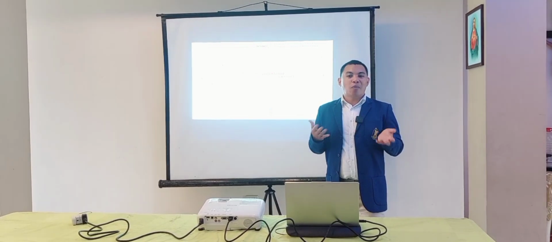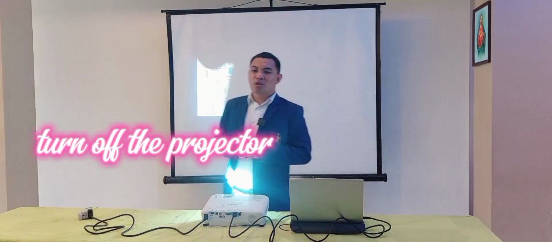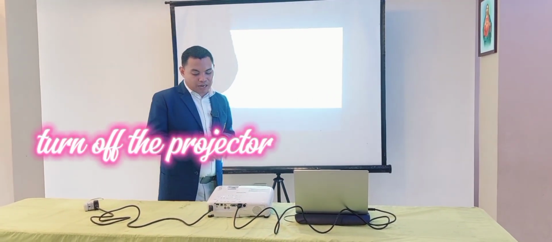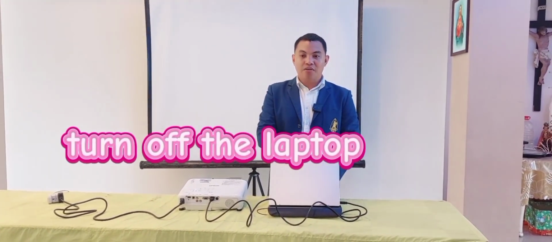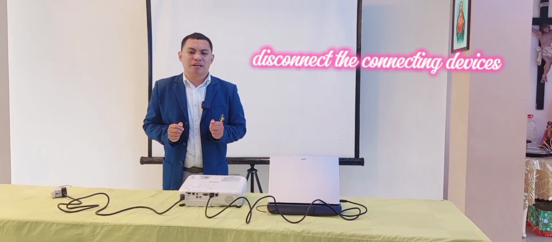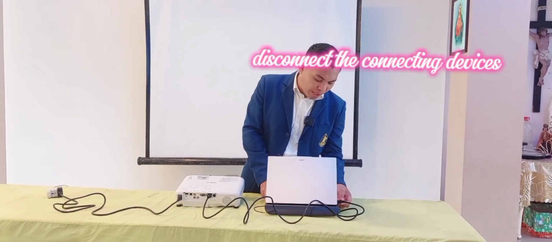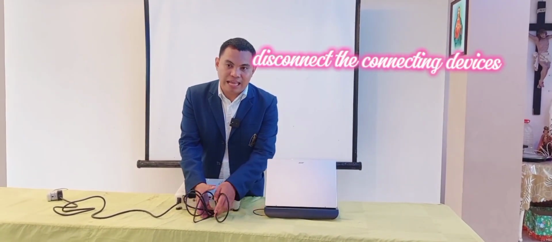Now we are going to disconnect our laptop and projector. To turn off the projector, we have to double click the power button like this. Okay, so there's no projection at all. While we wait for the projector to fully shut down, you may turn off the laptop. Now, you have to disconnect the HDMI cord by pulling it properly. We have to disconnect the HDMI cord from the laptop and, of course, from the projector. You have to pull it properly and correctly.